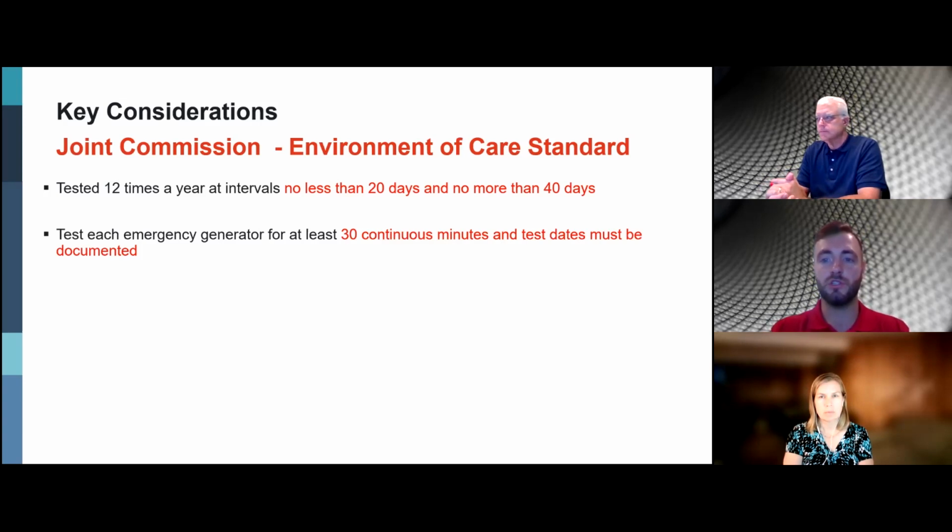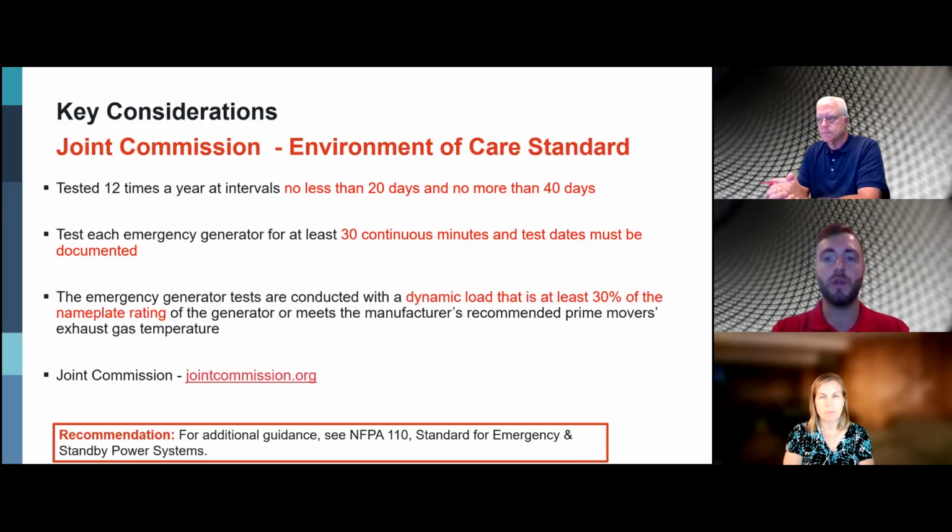The emergency generator tests are conducted with a dynamic load that is at least 30% of the nameplate rating of the generator or meets the manufacturer's recommended prime mover EGT, or exhaust gas temperatures. As always, it is recommended that you consult your AHJ, or authority having jurisdiction, as they might have requirements that go above and beyond that of NFPA and other codes and standards.